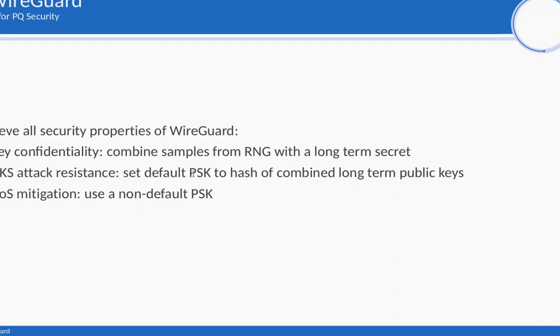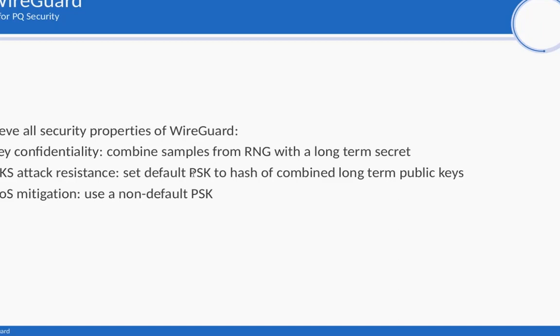To address the unknown key share attack resistance, we combine the long-term public keys of both parties, hash the results, and we set the default pre-shared key to this hash value. This effectively binds the chaining key material to both parties. Alternatively, one can also just mix the long-term public keys of both parties into the chaining key material. We didn't do this because we would like to stay as close as possible to the original WireGuard.